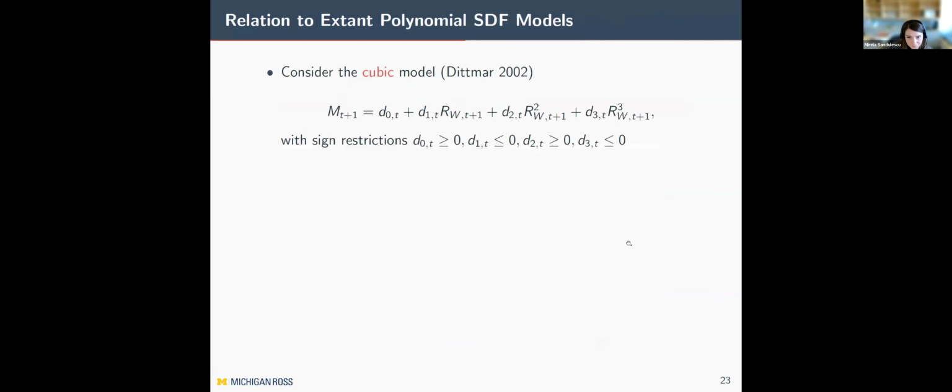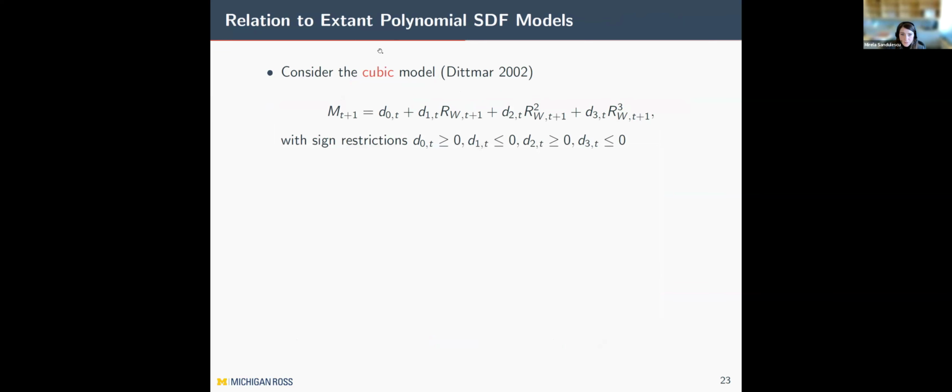All right. Now, in the last 10 minutes or so, what I want to show you is the relation between our polynomial stochastic discount factor and some existing stochastic discount factor approaches that are nonlinear and also polynomial, right? So we are not the first to consider polynomial stochastic discount factor models. However, we are the first to consider positive polynomial stochastic discount factors, right?